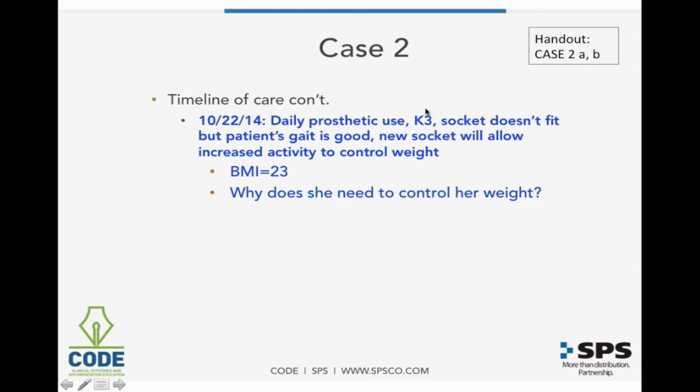So there are a few problems here. Firstly, at the time that the prosthetist wrote this note, he did not have the doctor's notes that we were looking at here, right?